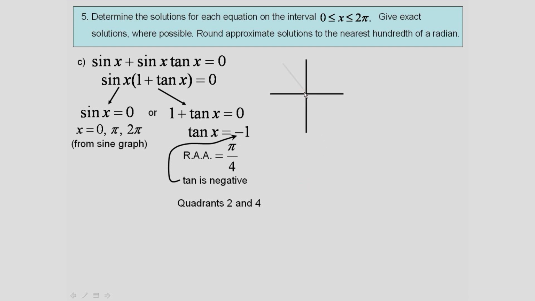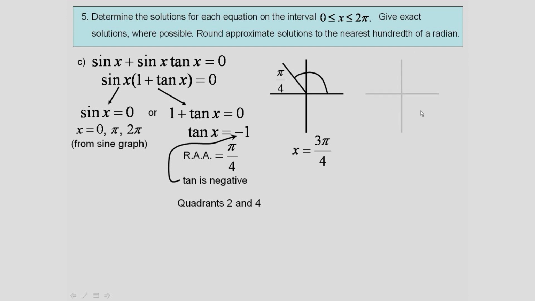Quadrant 2, there's your terminal arm. We know the related acute angle is pi over 4, but we need to find the angle in standard position. We can do that by taking a full pi and subtracting pi over 4. That is a full pi, which is 4 pi over 4, minus 1 pi over 4. We get one possible value for x is 3 pi over 4.